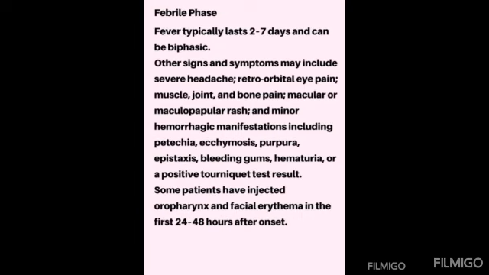Other signs and symptoms may include severe headache, retroorbital eye pain, muscle, joint and bone pain, macular or maculopapular rashes, and minor hemorrhagic manifestations including petechiae, ecchymosis, purpura, epistaxis, bleeding gums, hematuria, or a positive tourniquet test result. Some patients have injected oropharynx and facial erythema in the first 24 to 48 hours after onset. The febrile phase lasts 2 to 7 days. This is the first phase in dengue.